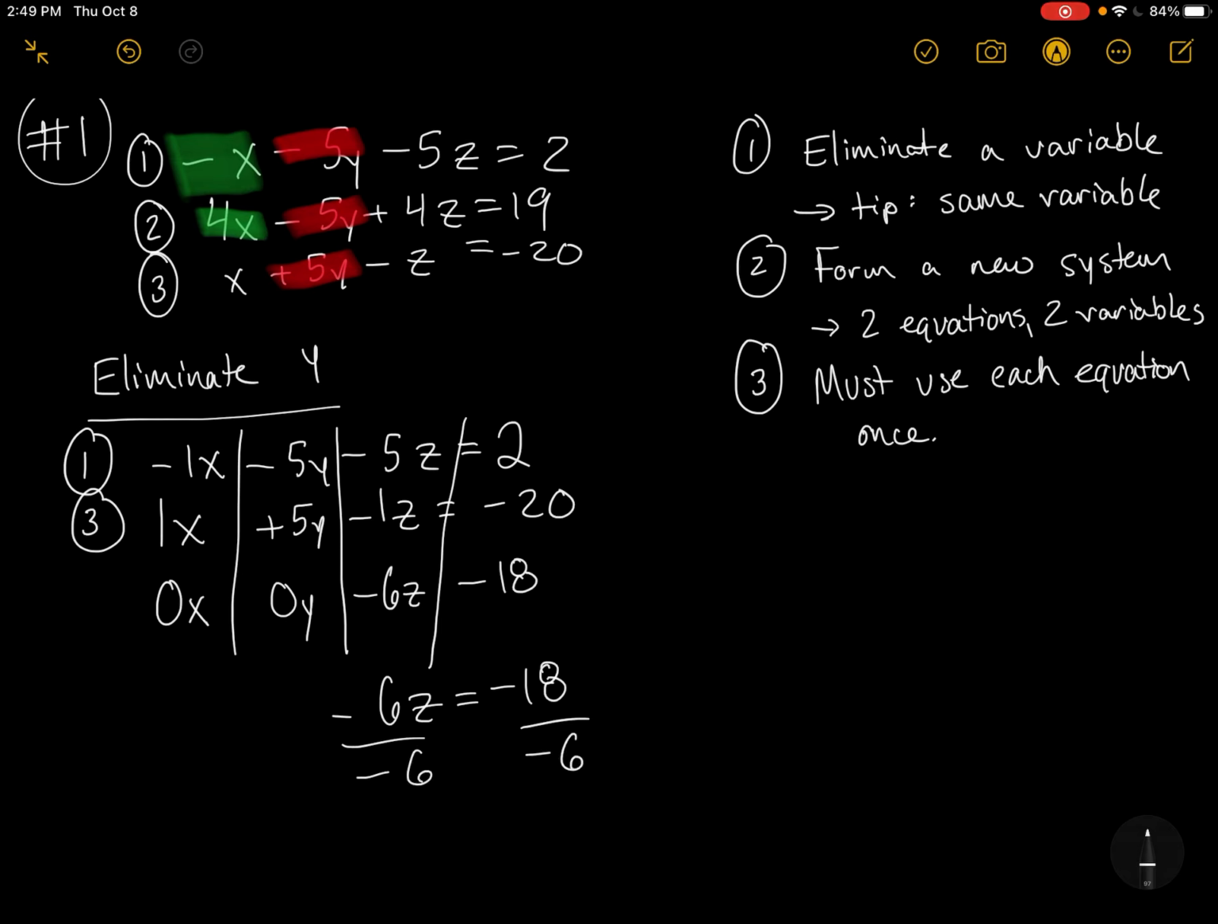Now that won't always happen, and that's okay. Sometimes when you get to this step where you have your new equation, you won't be able to solve it right away, and that's okay. But this one, again, it's a nice question. It saved us some time. So here we go. We have z equals 3.